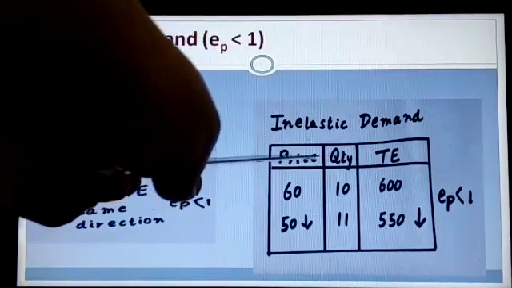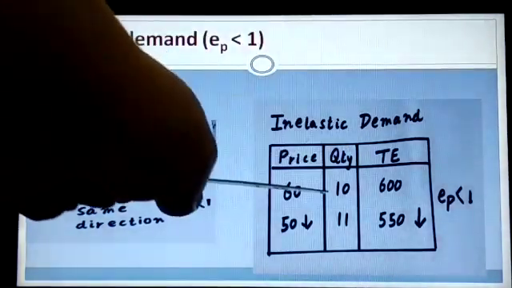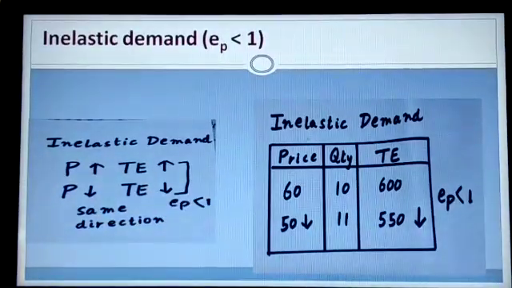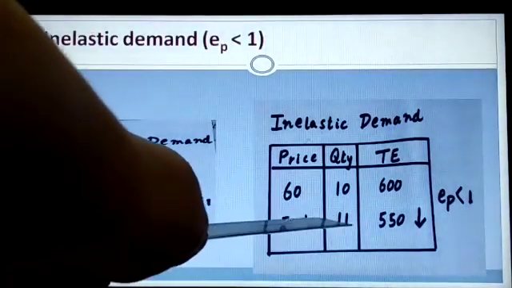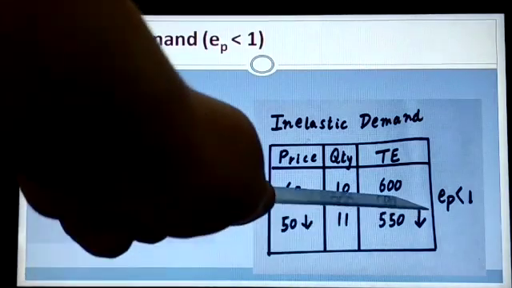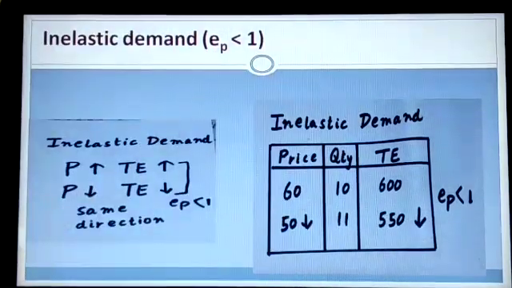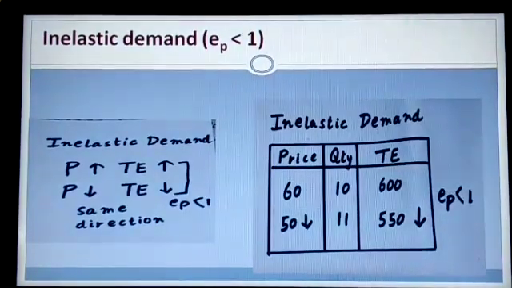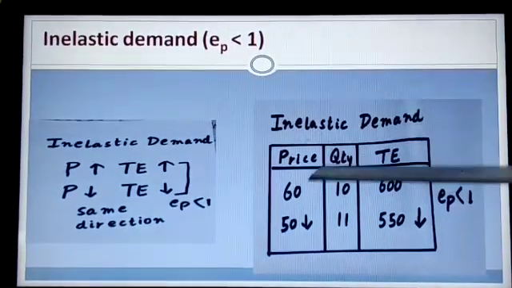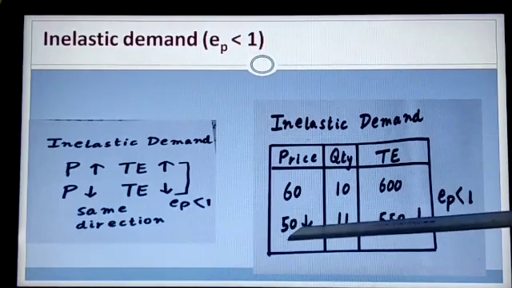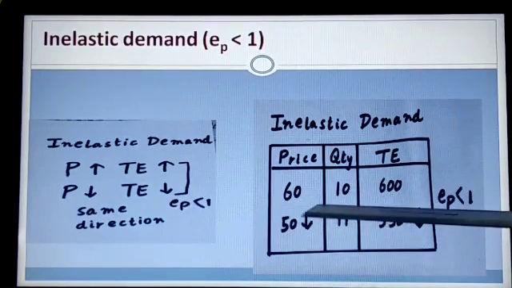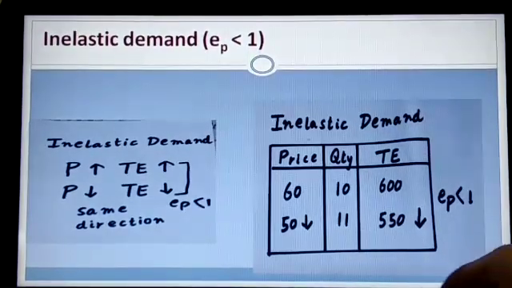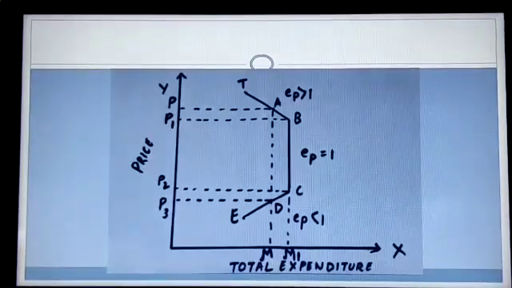Again, the same table, price into quantity will give you total expenditure. 60 into 10, 600, 50 into 11, 550. You can see the price is falling from 60 to 50, and the total expenditure also falls. EP less than 1.